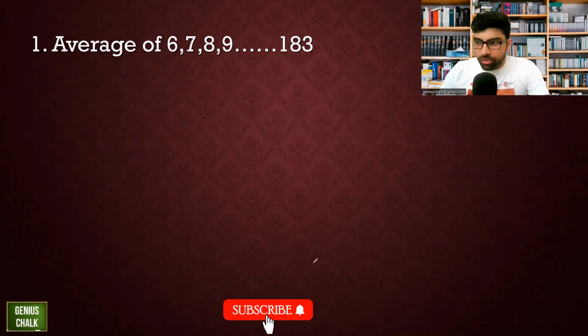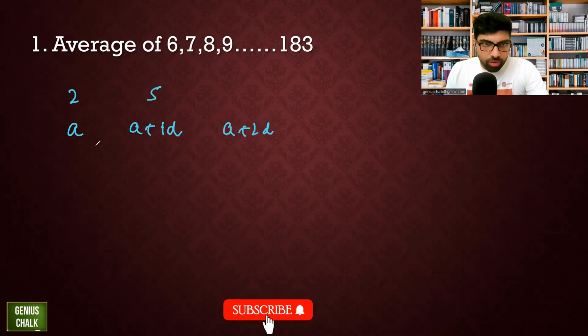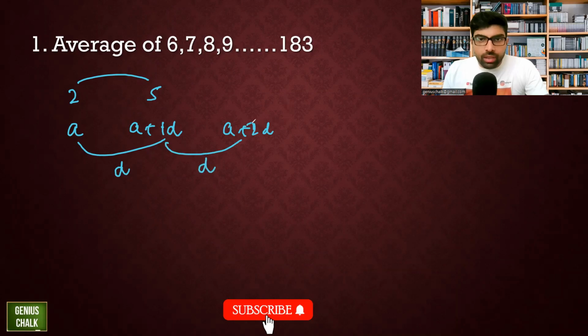So let's derive the complete formula for AP. In an AP, the first term is a, the second term is a plus 1d, then a plus 2d, like 2, 5, where the difference is 3. The difference is d here. Next also it is a plus 2d, and the difference is d. So this is called an AP. And the last term will be a plus (n minus 1)d. This is how the sum formula is derived.